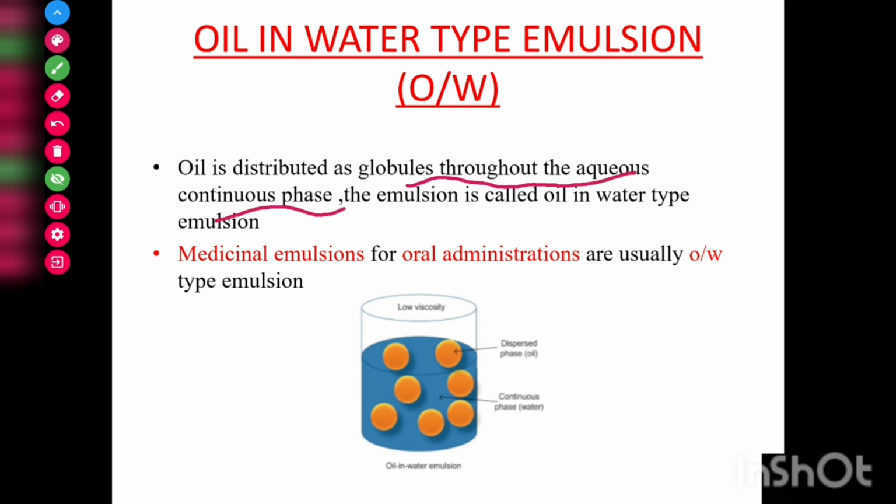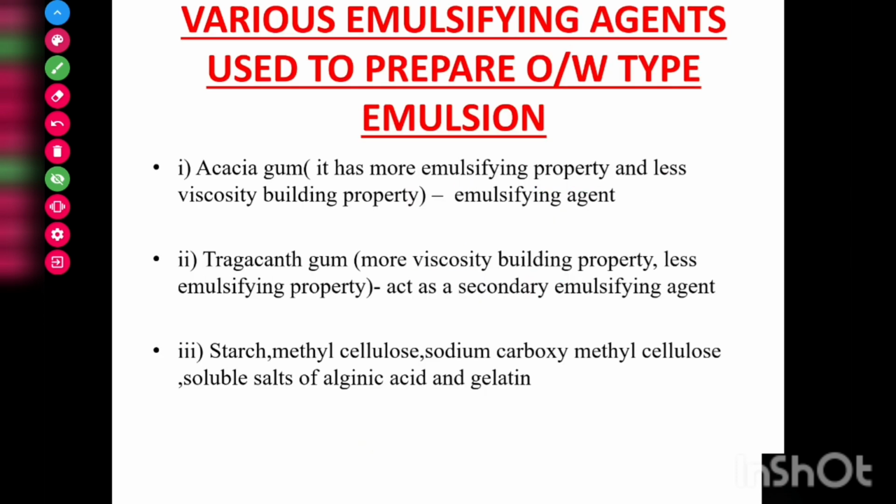Such an emulsion is called an oil in water type emulsion. Medicinal emulsions for oral administration are usually oil in water type emulsions. And here you can see various emulsifying agents used to prepare oil in water type emulsion.